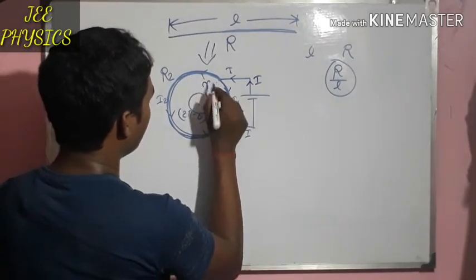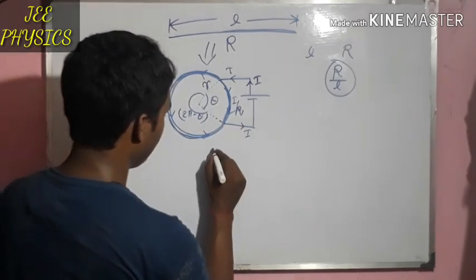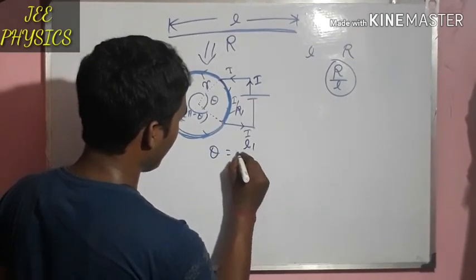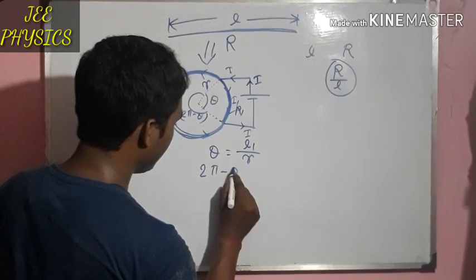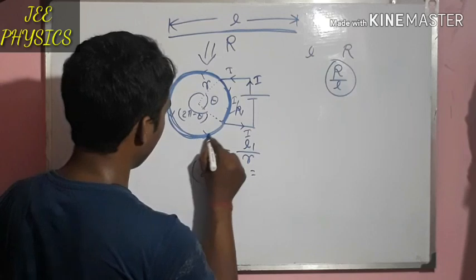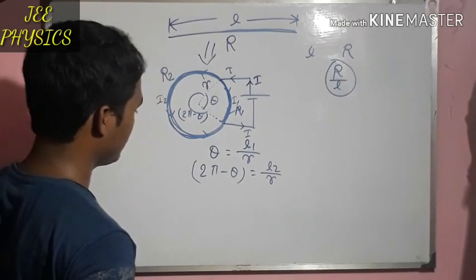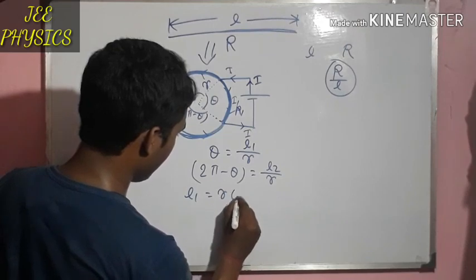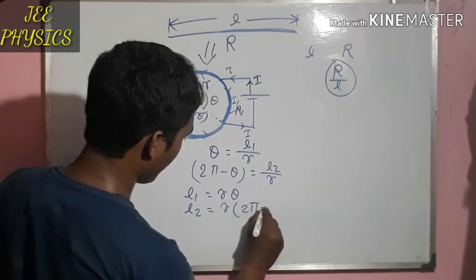If the radius of the circle is R, then from the definition of angle, theta is equal to arc length, that is L1, by radius, that is R. And 2 pi minus theta is equal to this arc length L2 by its radius. Both have the same radius. So we get L1 equal to R theta and L2 equal to R into 2 pi minus theta.